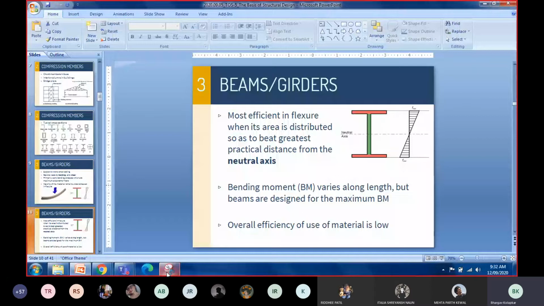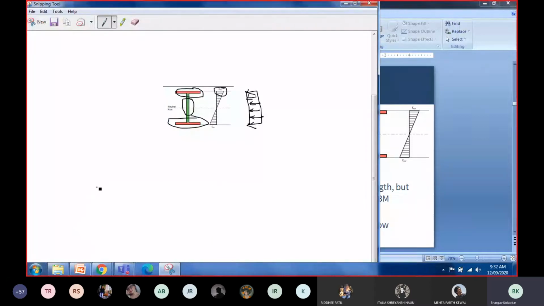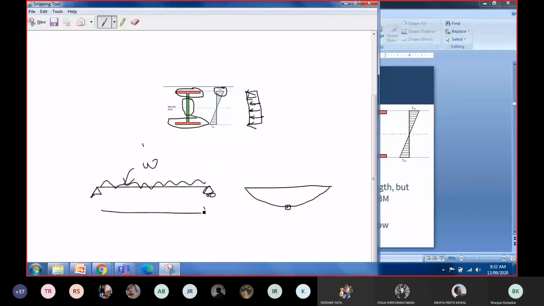Moreover, you see the bending moment. If I draw the bending moment diagram of a simply supported beam with a uniformly distributed load, the bending moment diagram looks something like this. Anybody who can tell me what is the magnitude here at the center? Anybody? Yeah, it's wL square by 8. So this is the value of bending moment at the center.